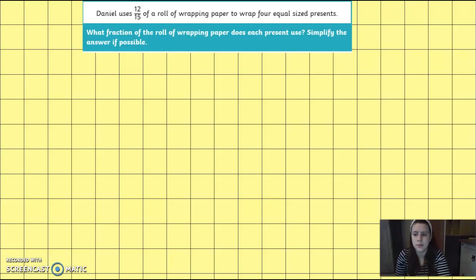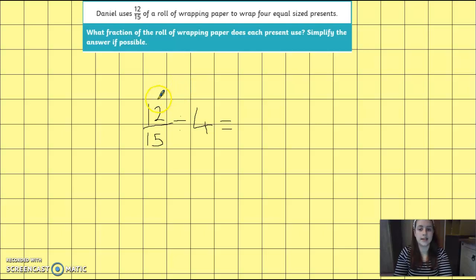Okay, another word problem then. So we have got Daniel uses 12/15 of a roll of wrapping paper to wrap 4 equal-sized presents. So I've got 12/15 of a roll of wrapping paper. I don't know who measures their wrapping paper in fractions, but apparently Daniel does. And I'm sharing it out because I'm wrapping 4 equal-sized presents. They must all be the same present. But the amount of paper I'm sharing out is exactly the same. So I'm sharing it equally.